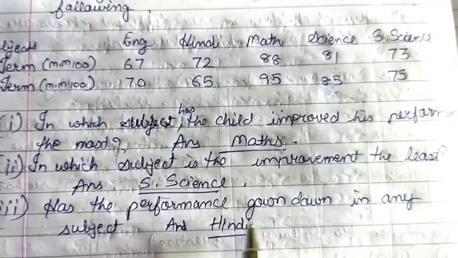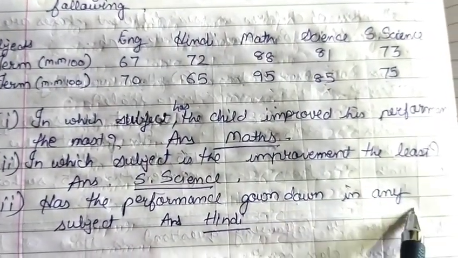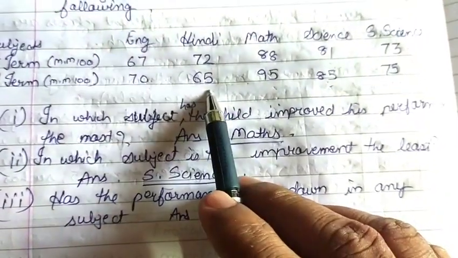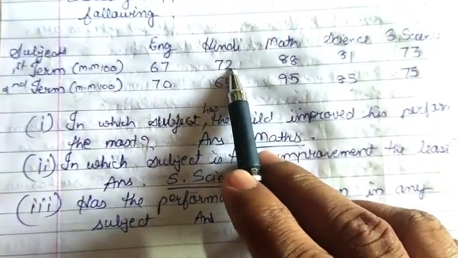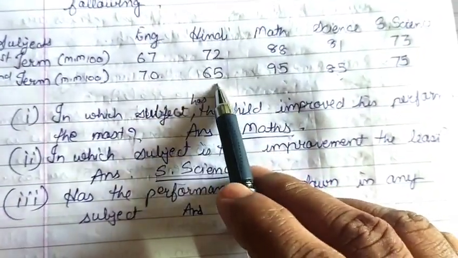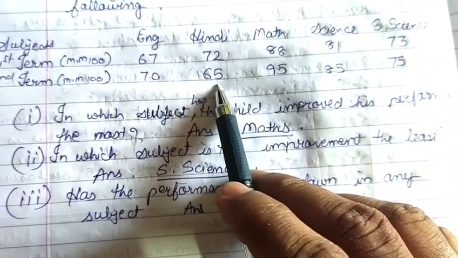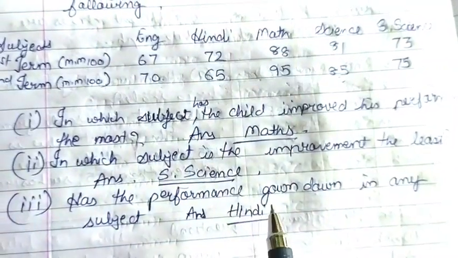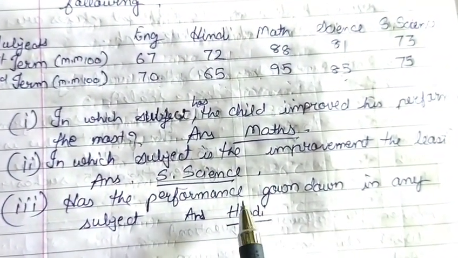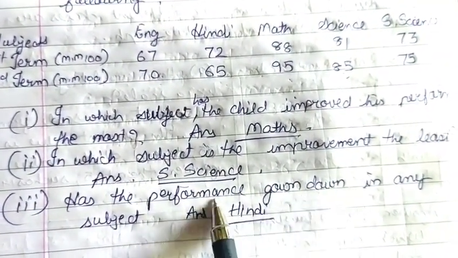Then has the performance gone down in any subject? Yes, we can say that in Hindi, because in Hindi he got 72 marks in the first term and it reduced to 65. So we can say that there is a gone down in performance.